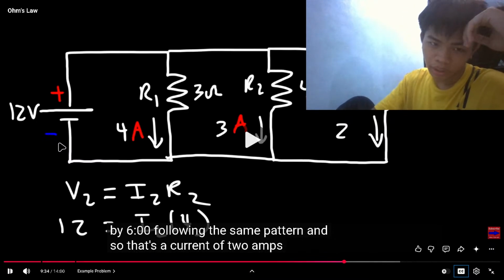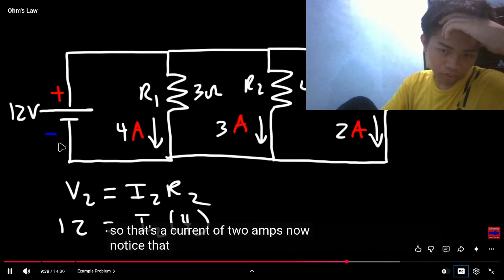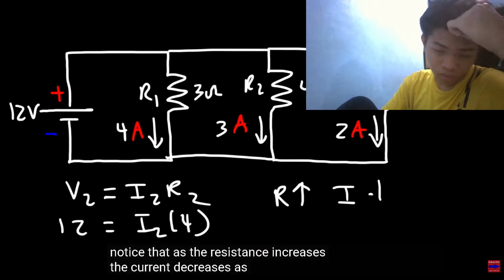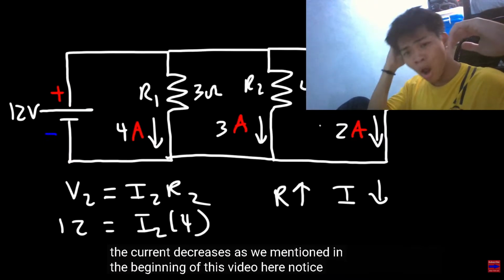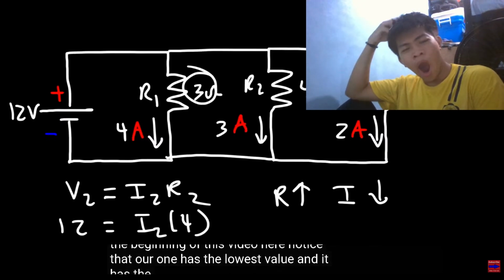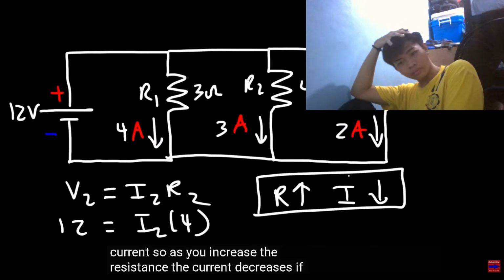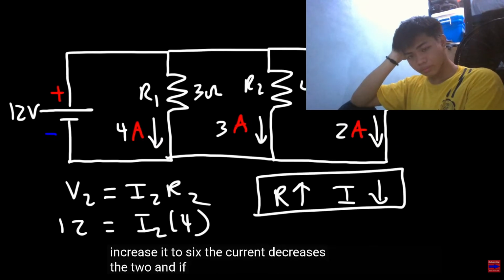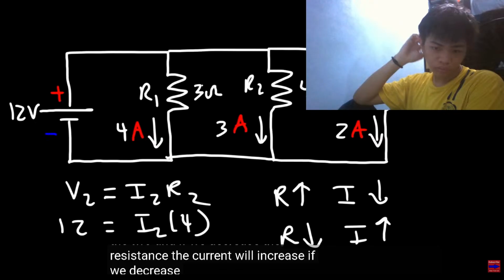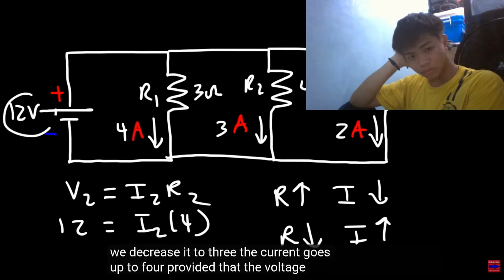Now, notice that as the resistance increases, the current decreases, as we mentioned in the beginning of this video. Here, notice that R1 has the lowest value, and it has the highest current. R3 has the highest value, but it has the lowest current. So as you increase the resistance, the current decreases. If we increase it to 6, the current decreases to 2. And if we decrease the resistance, the current will increase. If we decrease it to 3, the current goes up to 4, provided that the voltage is held constant.